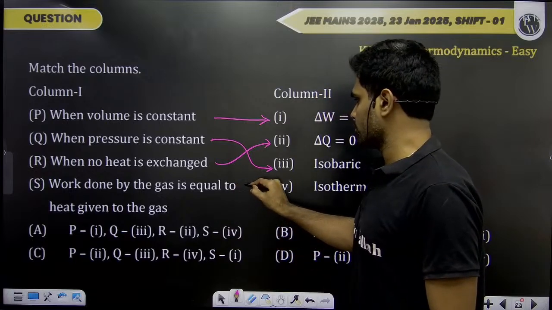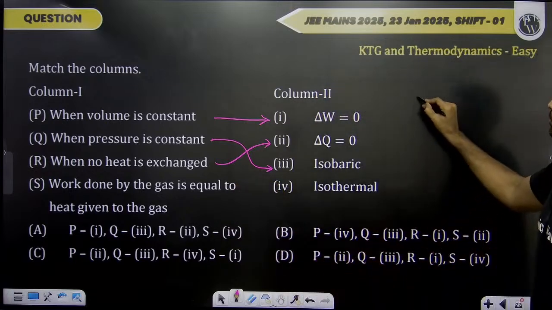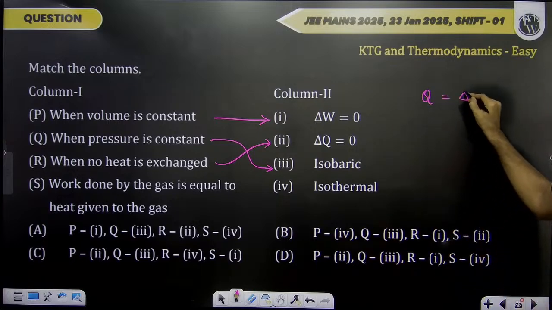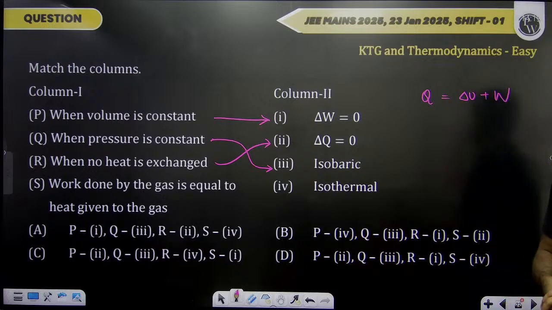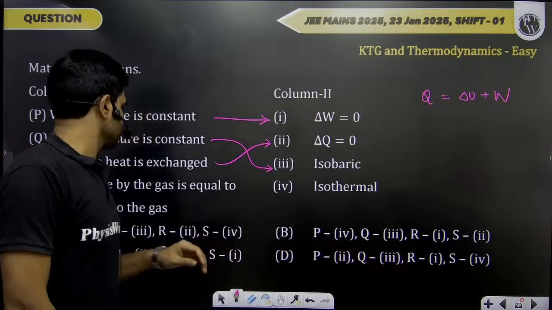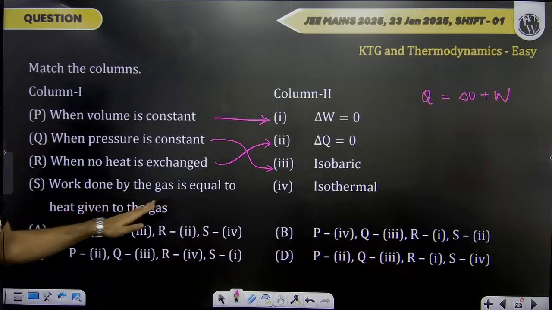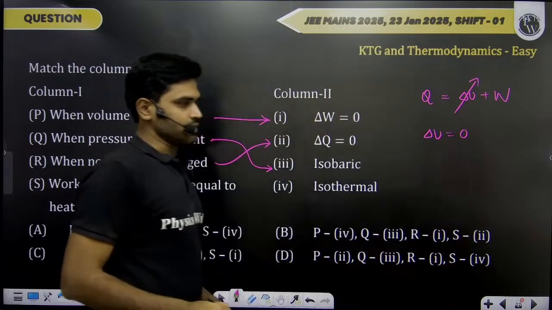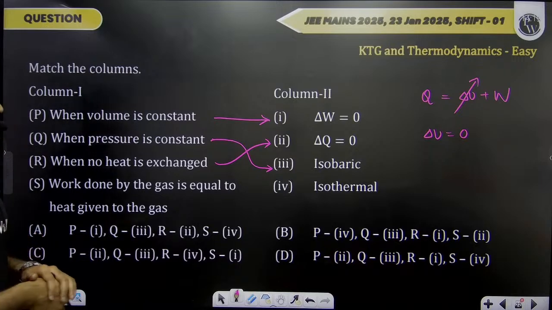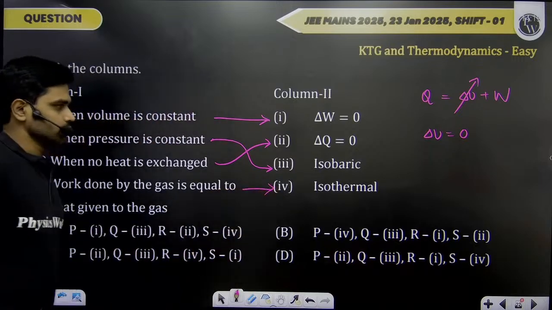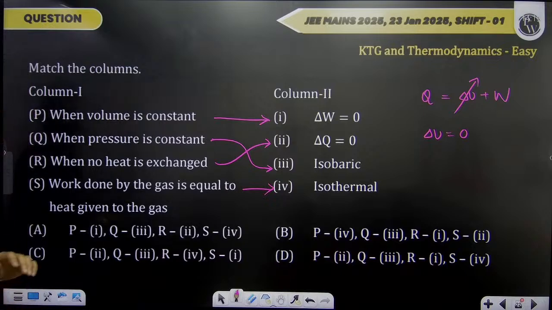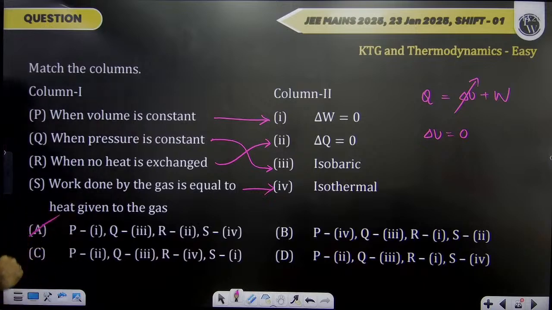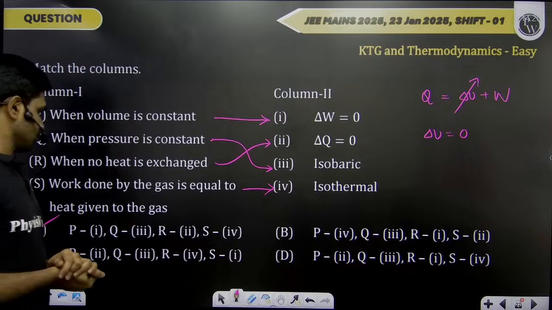Work done by gas is equal to heat given to gas. What does the first law of thermodynamics say? Q is delta U plus W. Now, if heat is equal to work done, then delta U is 0. Delta U is 0 in which process? Isothermal process. So let us check which option is the correct one. P is 1, so only one option has P as 1. Q is 3 and R is 2.